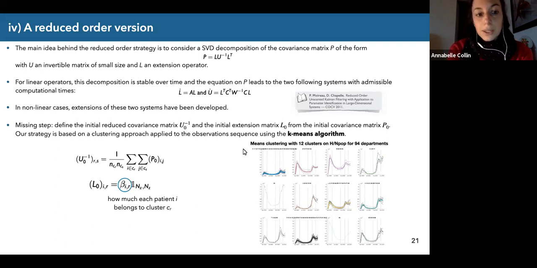And to do that, we consider a clustering approach applied to the observations using the k-means algorithm. So here it's, for example, a k-means clustering with 12 clusters on H, the number of hospitalizations for 94 departments. And I will say that U0 corresponds to the means over the clusters, and L0 will determine how much, sorry, not each patient, but each department belongs to one cluster.